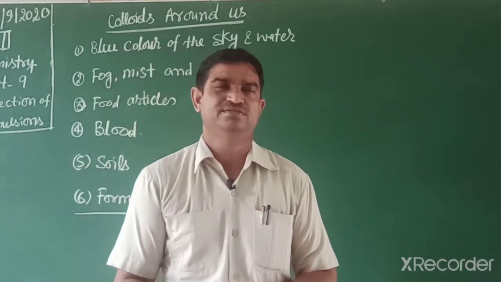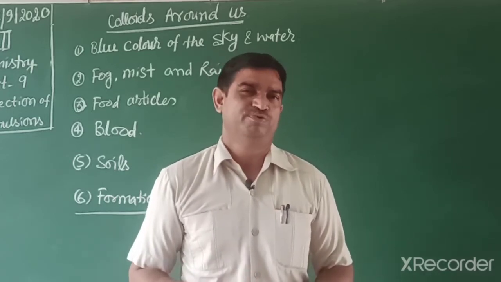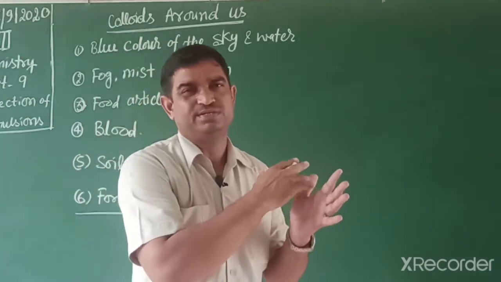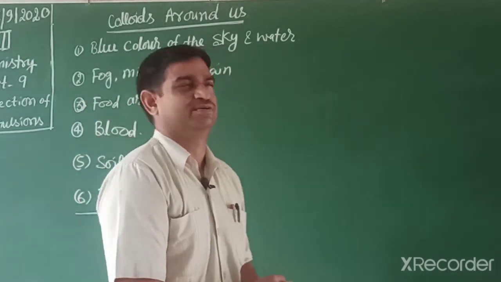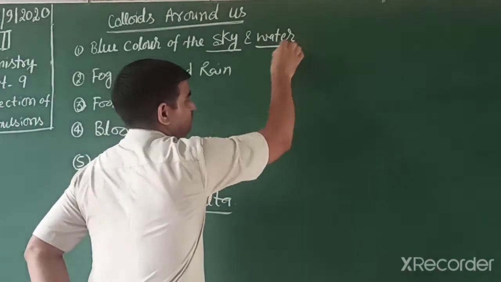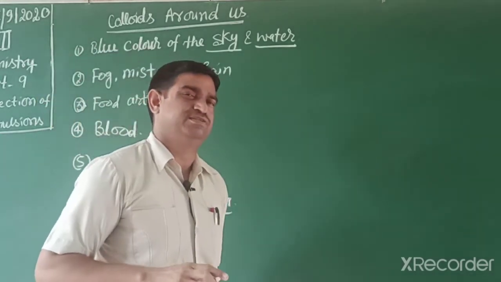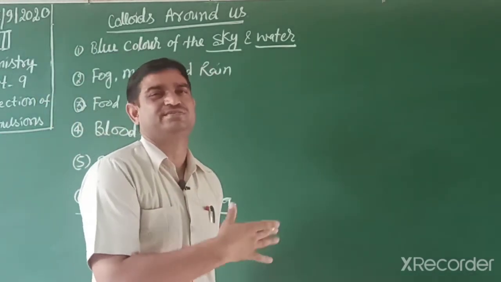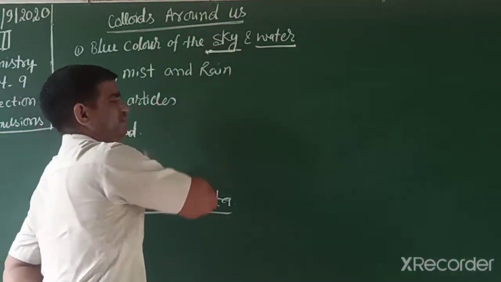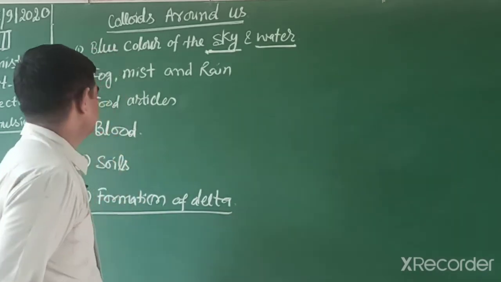The reason behind this is that in our atmosphere, in our surroundings, there are dust particles and smoke particles in the colloidal range. So when we observe, they scatter blue color, so the color of the sky appears blue. And in water also, there are colloidal particles. When light flashes, there is scattering of light, giving a bluish color. The reason behind that is the colloidal particles scattering the light.